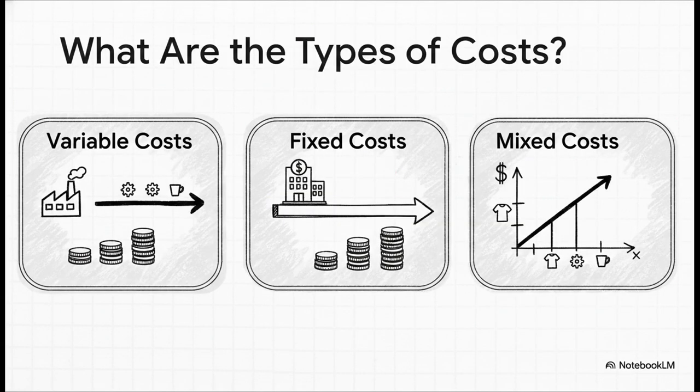So costs really fall into 3 main buckets. First up, you've got your variable costs. These change in total in direct proportion to your level of activity. Think more production, more cost. Then you have fixed costs. These guys stay constant in total, no matter how much you're making. And finally, you've got mixed costs, which, you guessed it, are just a hybrid. They have a little bit of a fixed component and a little bit of a variable component.